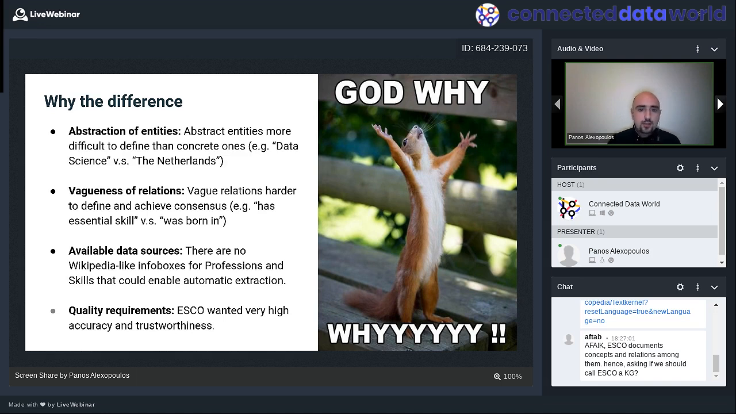Finally, it's about quality. ESCO, because of political issues, because of the importance of the domain and the importance of the application scenarios, because remember, in the end, it's about facilitating employment, wanted really very high accuracy and trustworthiness of the model, right? Whereas Wikipedia is open, it's free, it's okay if it has some errors. It's not such a critical resource when it's applied.